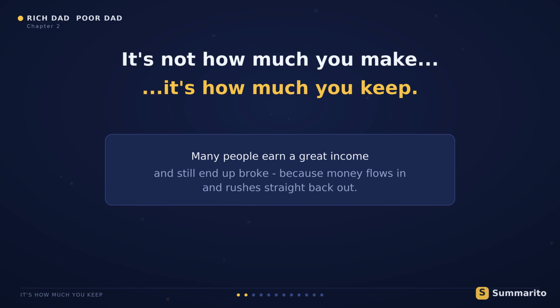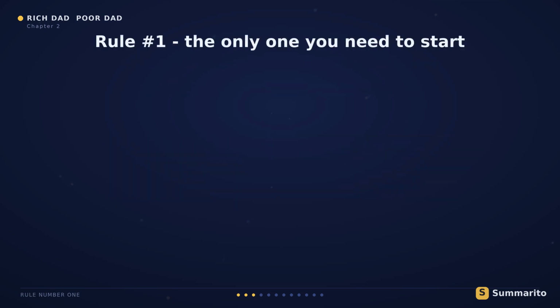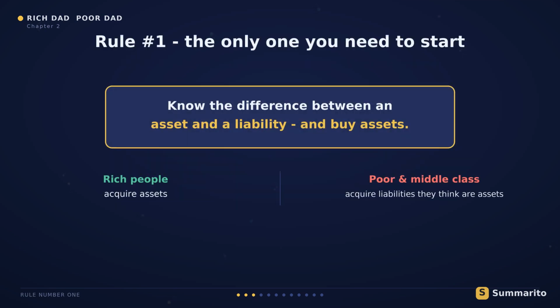Plenty of people earn a great income and still end up broke, because money flows in and then rushes straight back out. Financial literacy is simply what lets you hold on to your money and grow it. That leads to what Rich Dad calls rule number 1, and he insists it's the only rule you really need to get started. You must know the difference between an asset and a liability, and then buy assets. It sounds almost too simple. But he argues that this single idea, properly understood, is what separates the wealthy from everyone else.